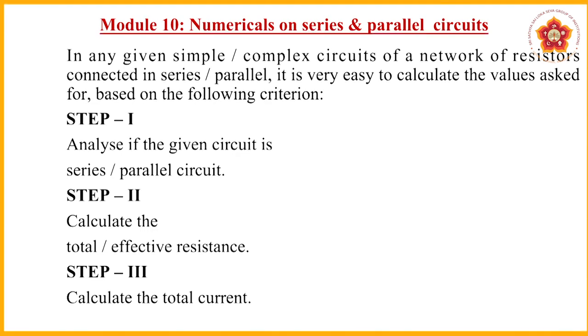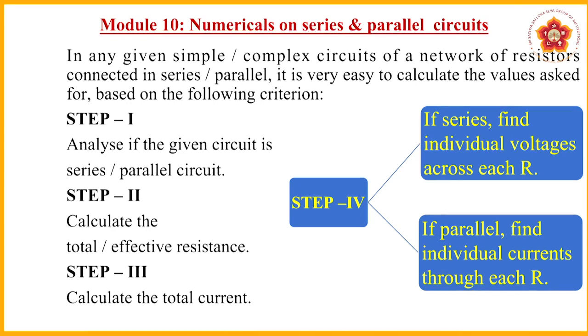Step 3, calculate the total current. From Ohm's law, we know total current is total voltage by total effective resistance. So, I is equal to V by R. And now we come to the most important thing. Step 4, if it is a series circuit, you will be asked to find the individual voltages across each of these resistors. Or if your circuit is parallel, calculate the individual currents through each of these resistors. These are the 4 very simple and basic steps which will help us a lot in solving numericals based on series and parallel circuits. Let us see how we apply them.